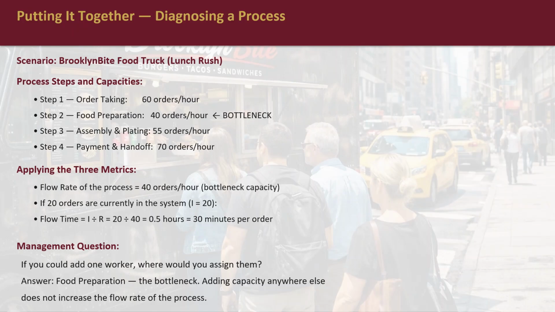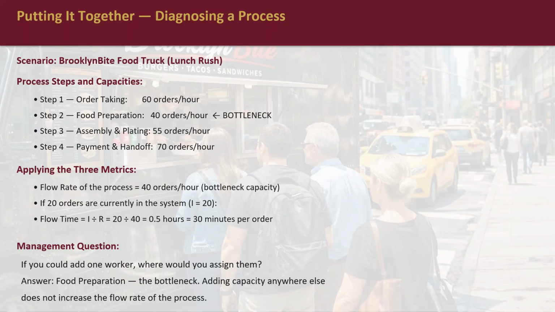Let's bring every idea together in one scenario. Behind the numbers, you can see Brooklyn Bite, a food truck working the lunch rush on a busy street. Read down the list of 4 steps and their capacities. Order taking, 60 orders per hour. Food preparation, 40. Assembly and plating, 55. Payment and handoff, 70. The lowest number is 40, so food preparation is the bottleneck, and it sets the flow rate of the whole truck at 40 orders per hour.